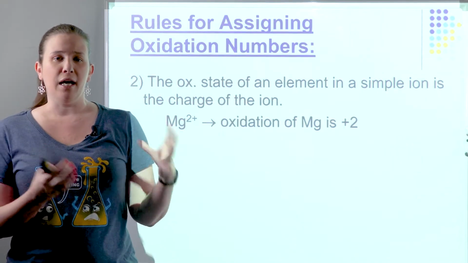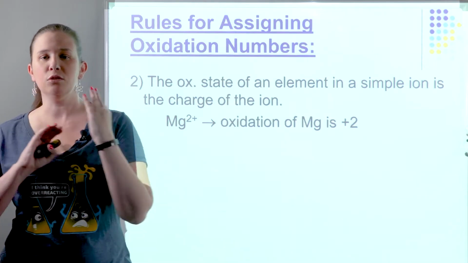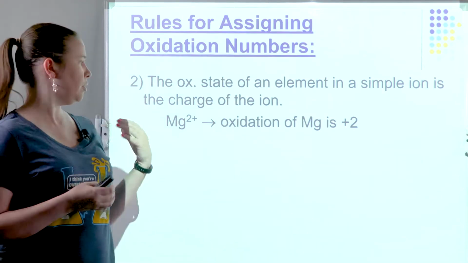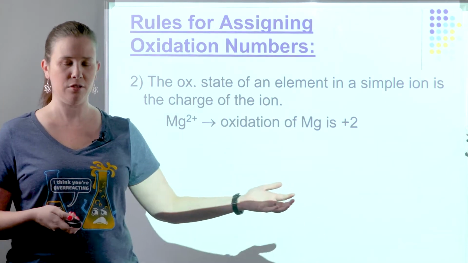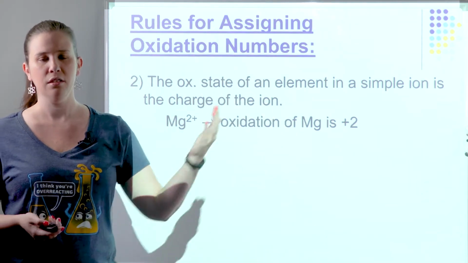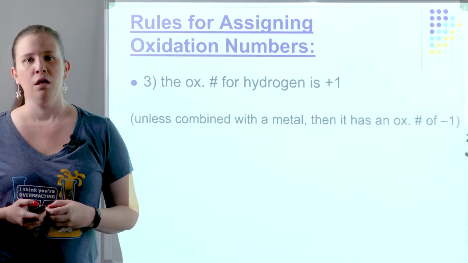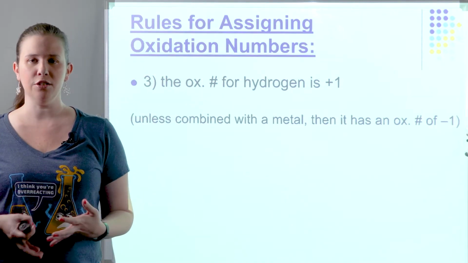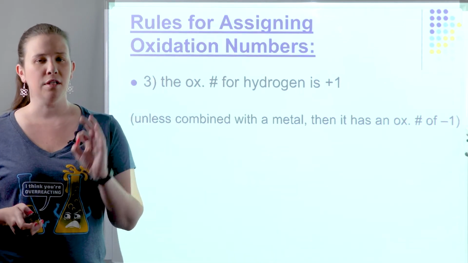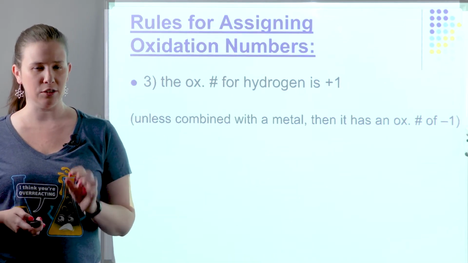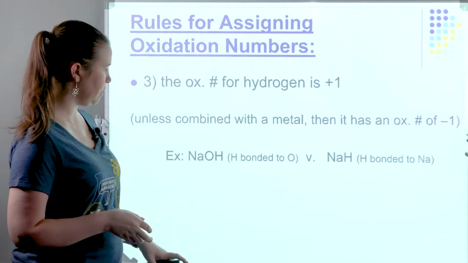If you are looking at an ion, the oxidation number is equal to the charge. So for example, magnesium, which has a charge of +2, has an oxidation number of +2. So the charge will dictate the oxidation number. Number 3, the oxidation number for hydrogen is usually +1. There are some times when hydrogen acts a little bit differently, so let's look at a couple of examples here.